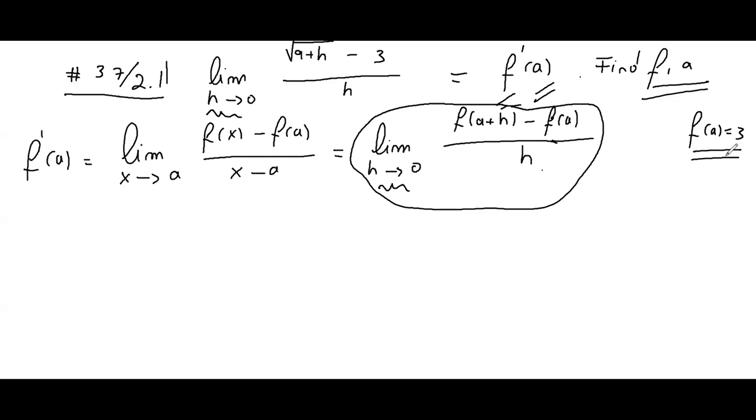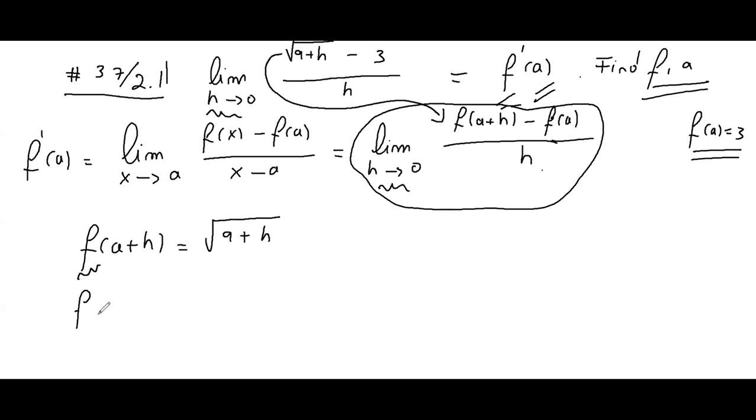However, the gimme here is the presence of the square root. We want that to be here as well. So we want f of a plus h to be the square root of 9 plus h. All right, so now that pretty much will tell me what I want here. So what do I want my function f to be? I want my function f to be the square root function.